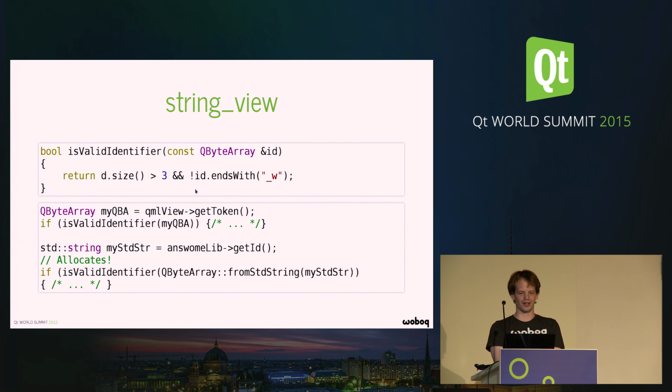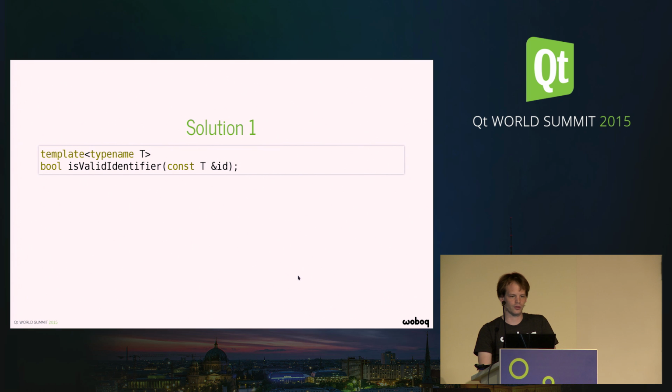And then you want to call it, you get a std::string from some other library that returns a std::string. And then you would like to call your function, so you have to convert it, and Qt conveniently has a function to convert from one to the other. So that is not so bad, but the problem is that it allocates memory, and you would like to avoid that for performance reasons. So how could you do that?